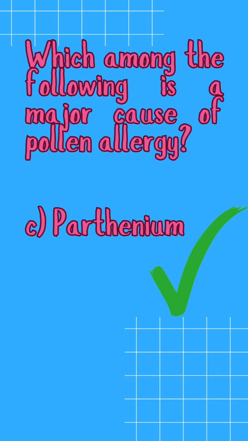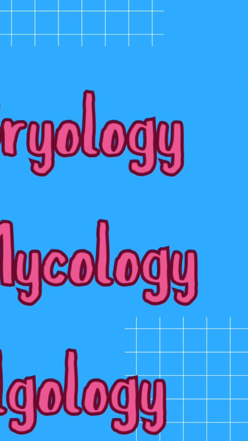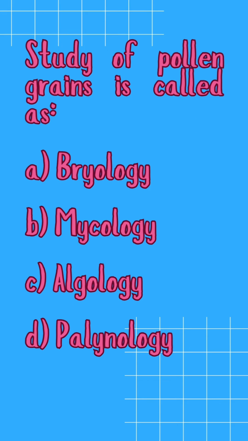Then the third one is: the study of pollen grains is called as. We have not been introduced to the term in our textbook, but still we have to understand it. The options are: A, bryology; B, mycology; C, algology; D, pollinology. I have given you options in a way that you will be able to crack it if you understand the words, if you are aware of the first year topics from chapters like Plant Kingdom and Biological Classification.